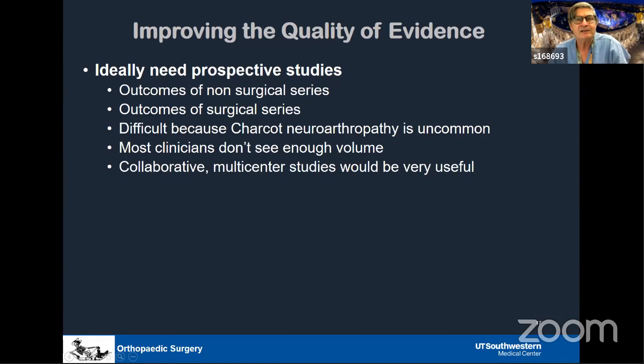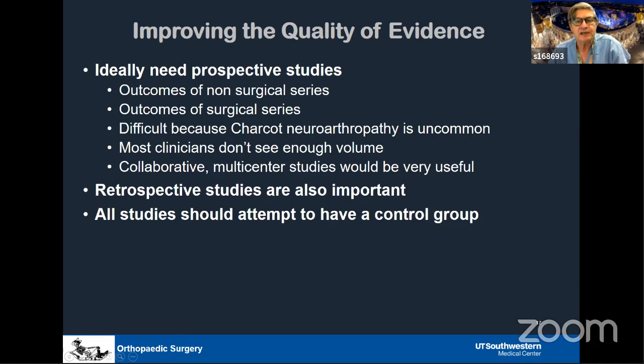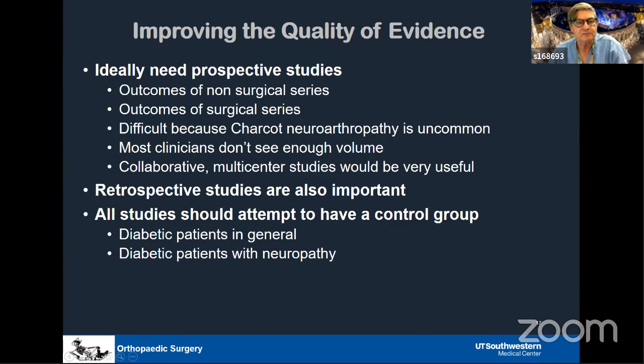And so ideally going forward, we want collaborative, multi-center studies that would be very helpful in guiding our management. Retrospective studies also remain important, but all studies should have a control group. That control group can be diabetic patients in general, or it can be diabetic patients with neuropathy.